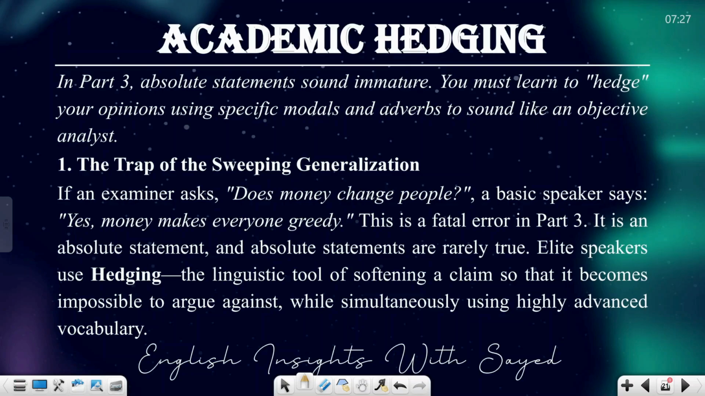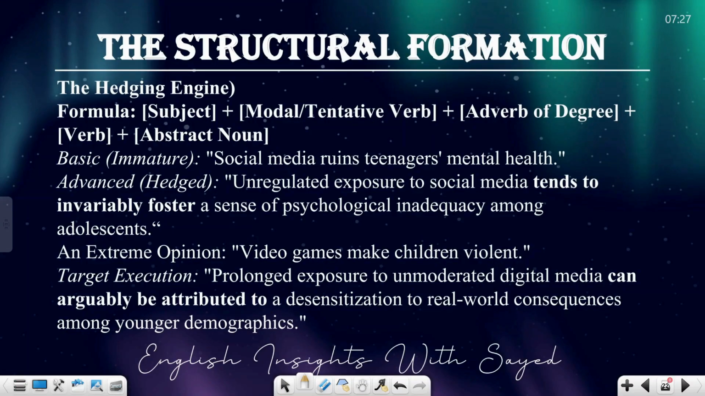So how could you say that? How do native speakers use this sort of hedging? It is the linguistic tool of softening a claim so that it becomes impossible to argue against, while simultaneously using highly advanced vocabulary. The hedging engine. Though we have already discussed it, now this is the last class of this speaking course. That's why I have brought all the learnings into that one session.